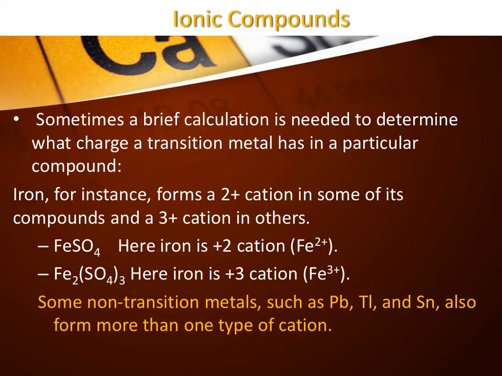Iron, for example, can have a +2 charge or a +3 charge when it's in an ionic compound. Here are just some examples. And so you've got to differentiate the name of these two compounds so that the reader knows what you're talking about.